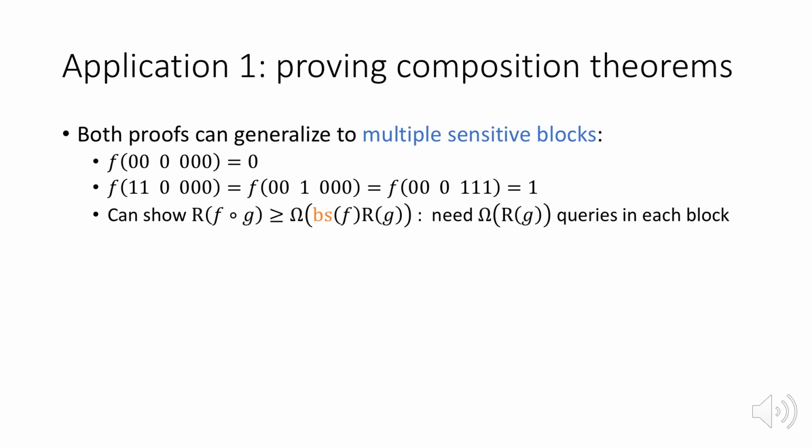To prove this, we just need to construct a hard distribution for the composed function, so that computing the composed function on that distribution requires R of g queries in expectation in each block.